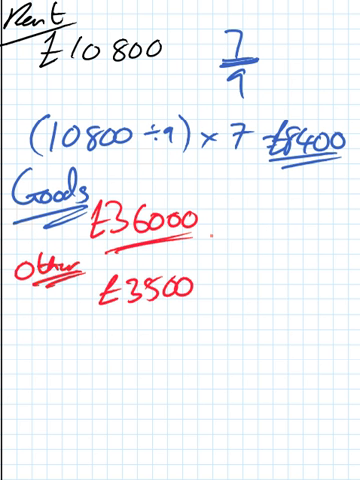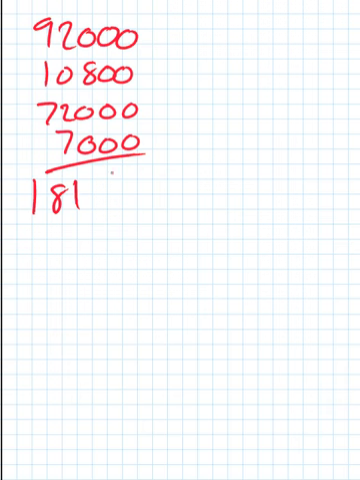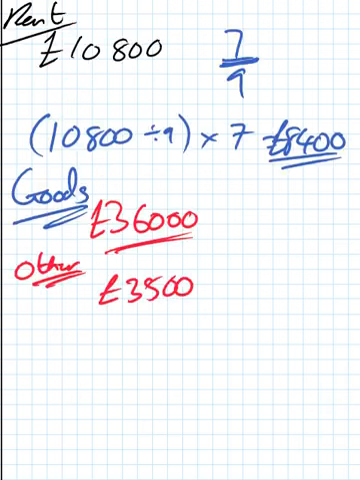Well, what you've got to look at is the overall spend previously, and then you've got to look at what the new spend will be. So the next thing I'm going to do is add up the old values to see what the total amount you can afford to spend is. So if we had 92,000, 10,800, 72,000 and 7,000, that gives us a massive amount of £181,800.